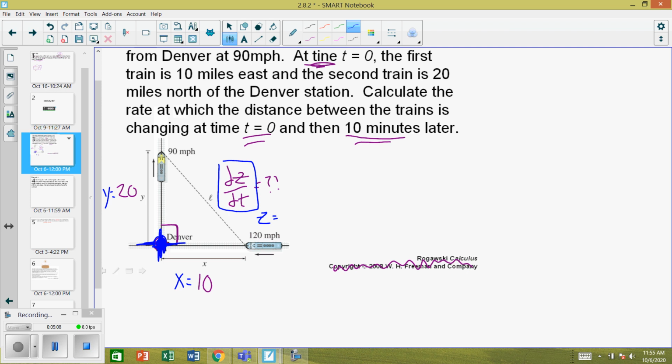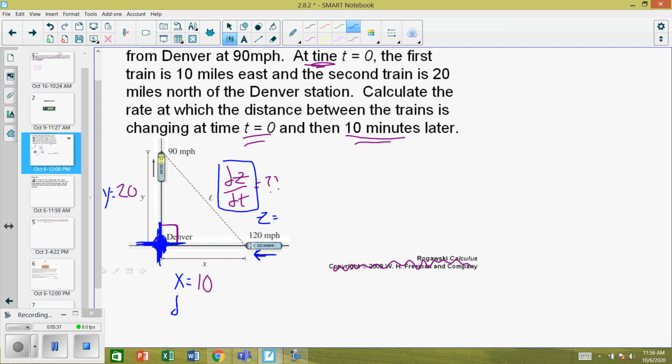If you're moving to the right, you're going in the positive direction. If you're moving to the left, you're going in the negative direction. Same thing for y. If you're moving up, you're going in the positive direction, and if you're moving down, you're going in the negative direction. It's very important to keep that in mind so your signs will be correct. What I mean by that is, this train is going 120 miles per hour, but it's going 120 miles per hour to the left, towards Denver, so it's going in the negative direction.